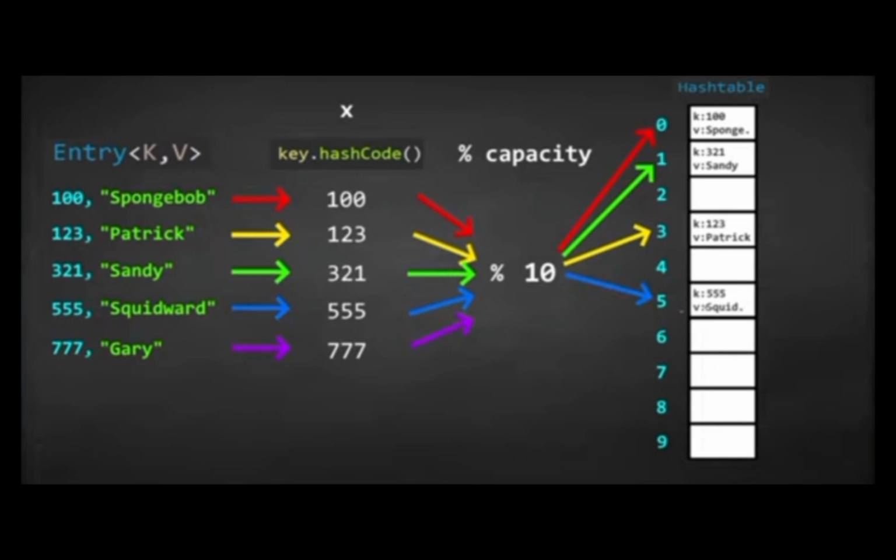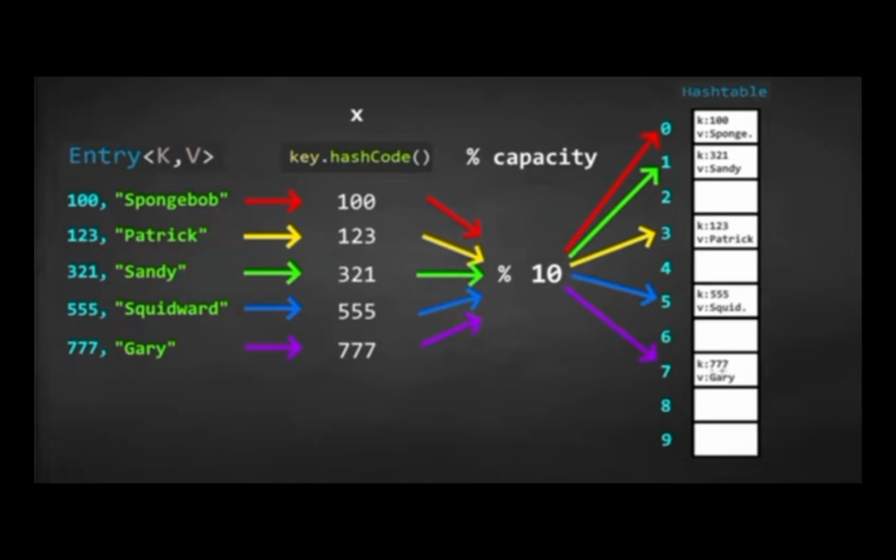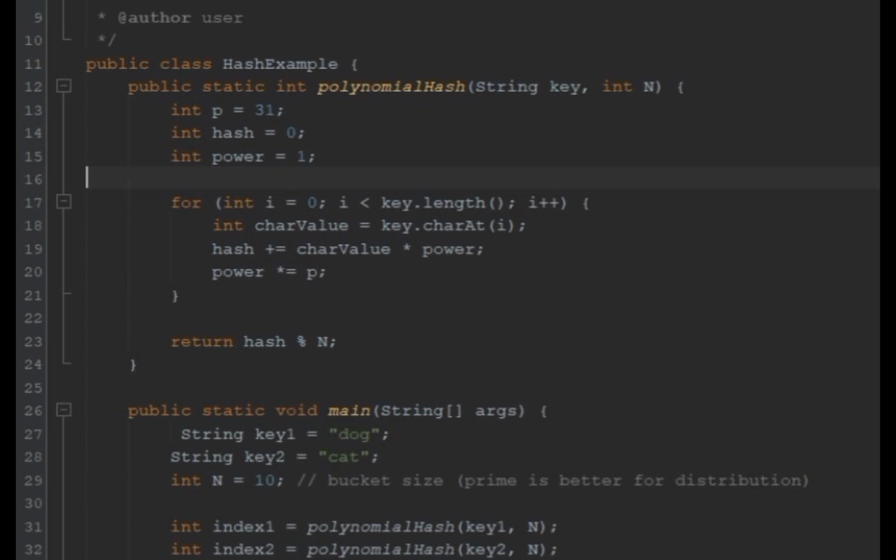So Squidward entry is placed at index 5. And the last is Gary. The hash of Gary is 777. So 777 modulus 10, the remainder is 7. So Gary is inserted at index 7.